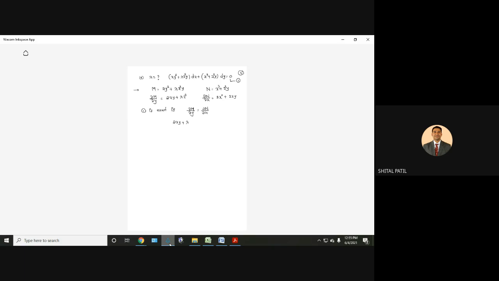2xy plus lambda x square. Nothing difficult. In fact, no need to write all these things also. By observation also we can solve it. Lambda is 3. Absolutely. Hope you are getting the same answer.